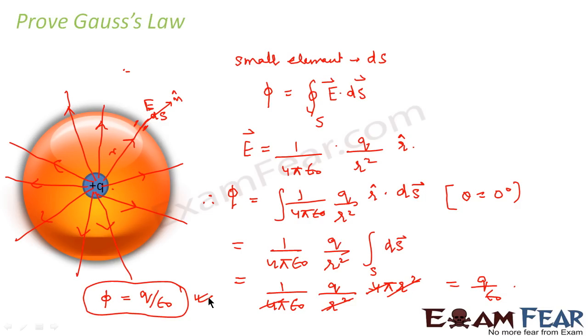So for any closed surface, no matter whatever the shape may be, the total flux over the surface is equal to 1 by epsilon naught times the total charge enclosed by the surface. It is not necessary that the total charge has to be a single entity. It can be multiple charges, but they all should be located inside the surface.